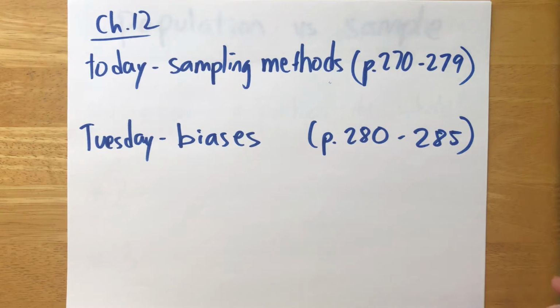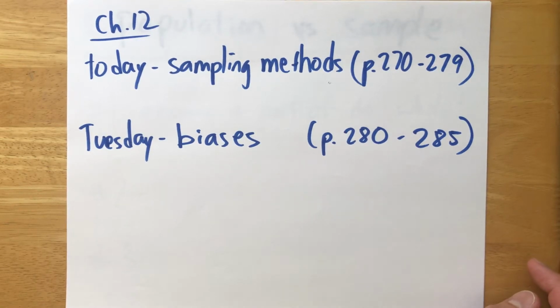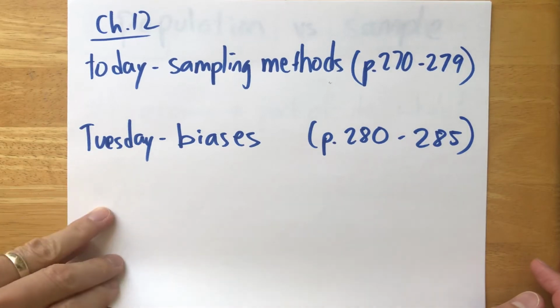So today what we're gonna be talking about is different ways of sampling and then what sampling actually means. I think you already know what that means. And then Tuesday, we'll be talking about different types of biases. So I listed some page numbers. So right now, if you want to turn your books to 270, we will get started right there.